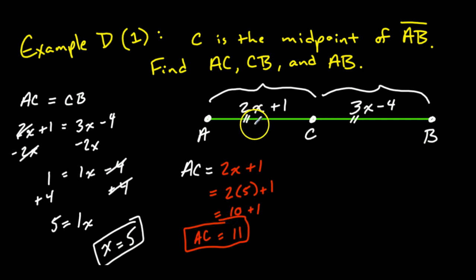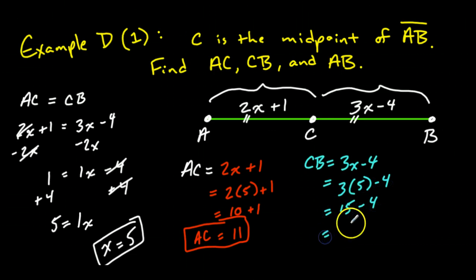Well, now here's the deal. If it's the midpoint, we should know that CB is 11 too, right? But we're going to test it still. The reason I test it is just to double check my work all the time. So CB is 3x minus 4, but instead of x, we're going to plug in 5, so it's 3 times 5 minus 4. 3 times 5 is 15 minus 4. And 15 minus 4 is 11.